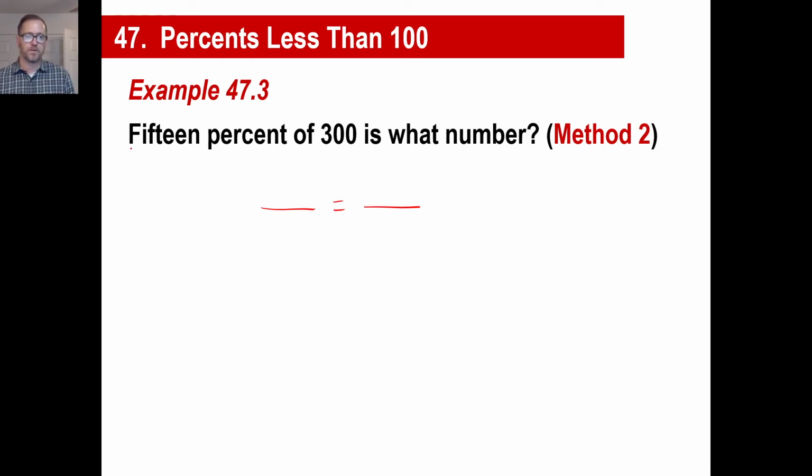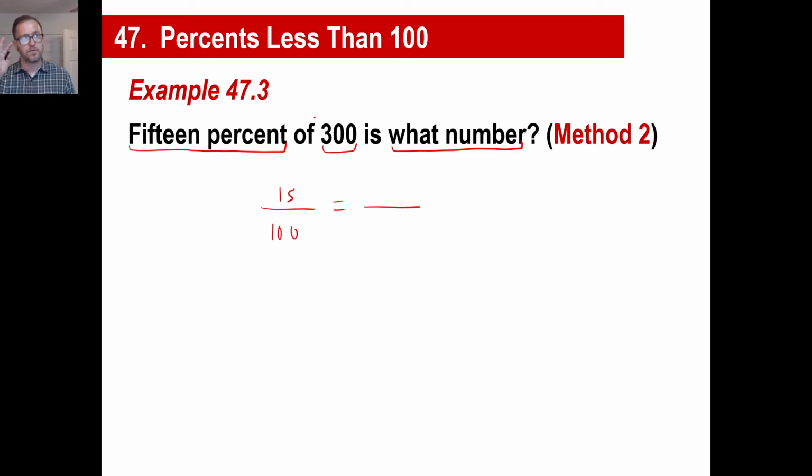All right, if you didn't pause it, that's okay. Let's just do it together. 15%, I got 300, and I got what number? So I need those two. Those will fill in my blanks there. 15%, there it is. 15 over 100. And 15% of 300.